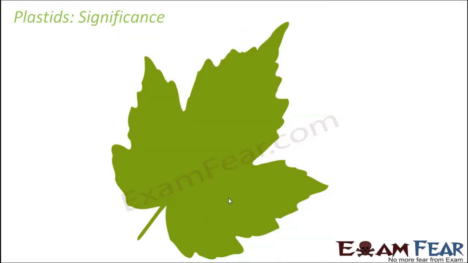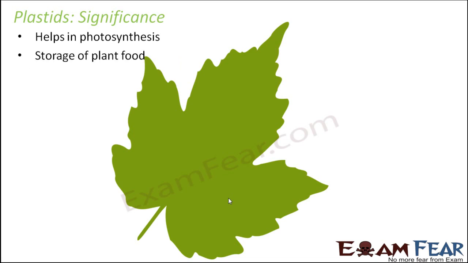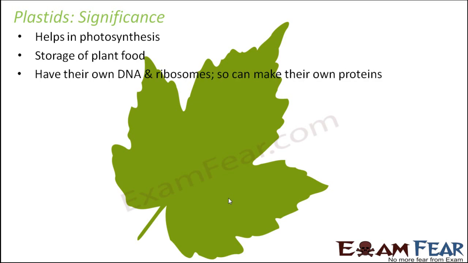Now that we have discussed the structure and types of plastids, let us quickly look at their significance. They help in photosynthesis, of course. The chloroplasts are the kitchen of the cell. They also help in storage of plant food. For example, the leucoplasts, which are colorless plastids. They do not impart any color, but they help in storing starch, oils, proteins. They have their own DNA and ribosomes, so they can make their own proteins. So again, this is one similarity of plastids with mitochondria. They do not have to depend on any external cell organelle to prepare their proteins. So they are again self-dependent.